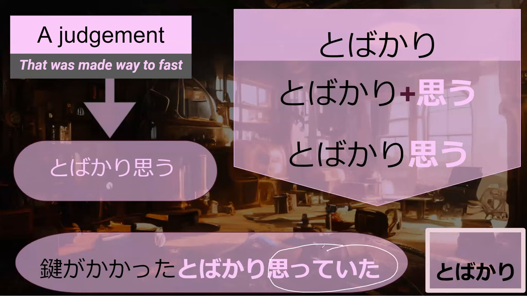So in English, they say, tobakari omotta. It insinuates a false judgment in a way. Yes, it's a misjudgment. Exactly. A misjudgment. That probably is a better way of putting it. Do you know what tsubuyaku means?